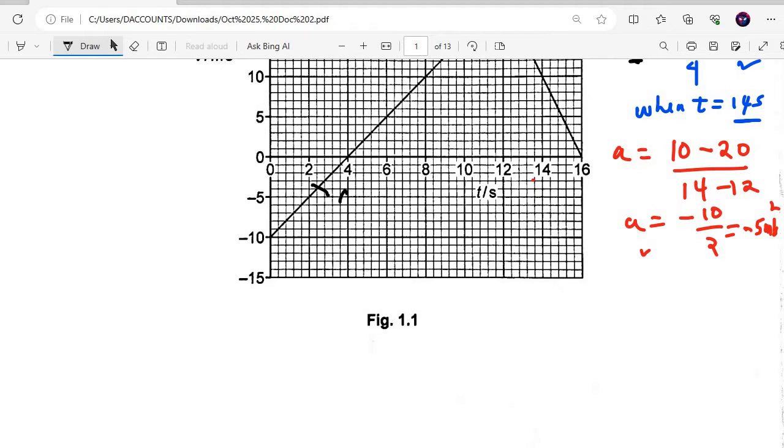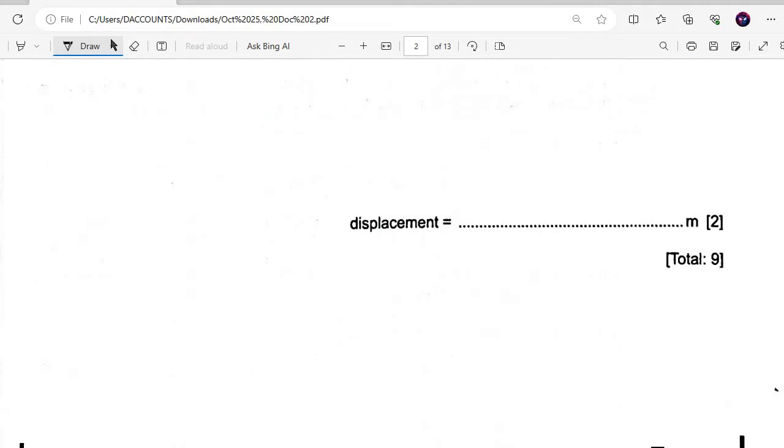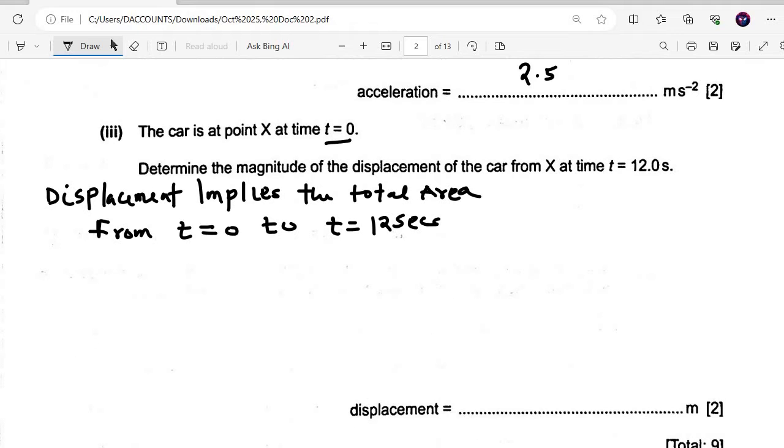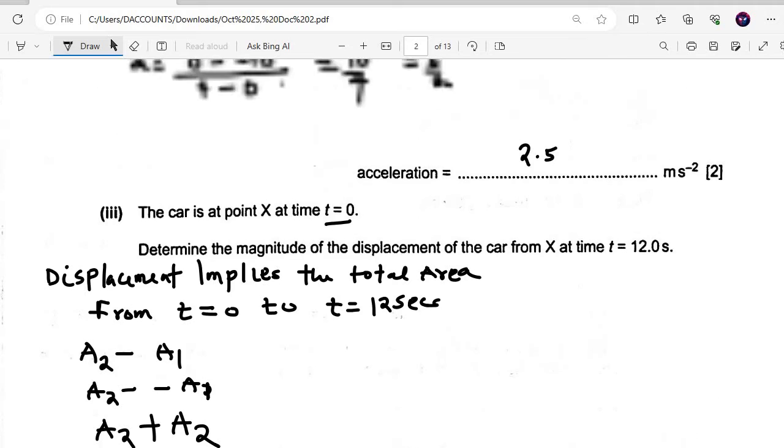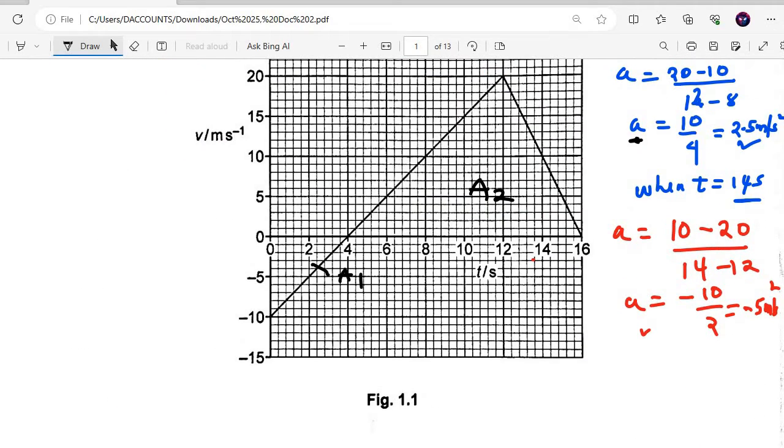Let's say this is A1, this is A2. So displacement should be area 2 minus area 1. I remember that area 1 is negative. So at the end of the day, the displacement will just be addition of the two areas. Remember that it's from 0 to 12 seconds, which means that we are going to stop here. Let's find area 2 first.